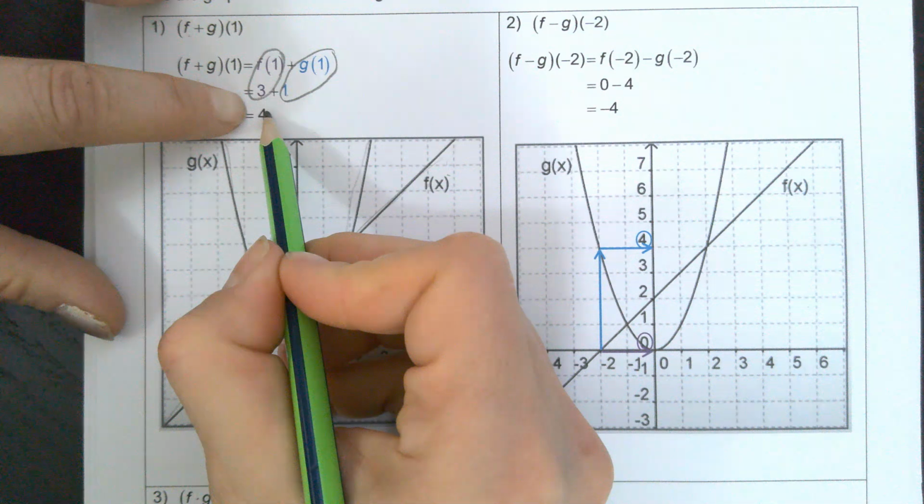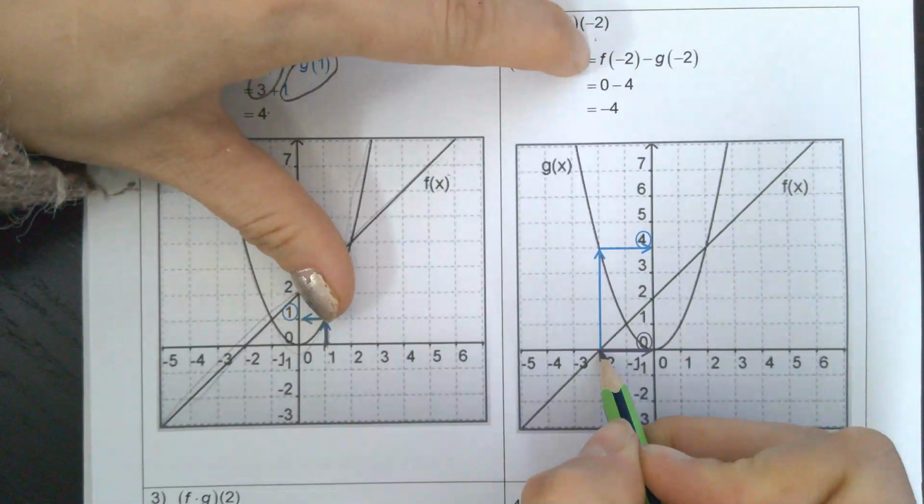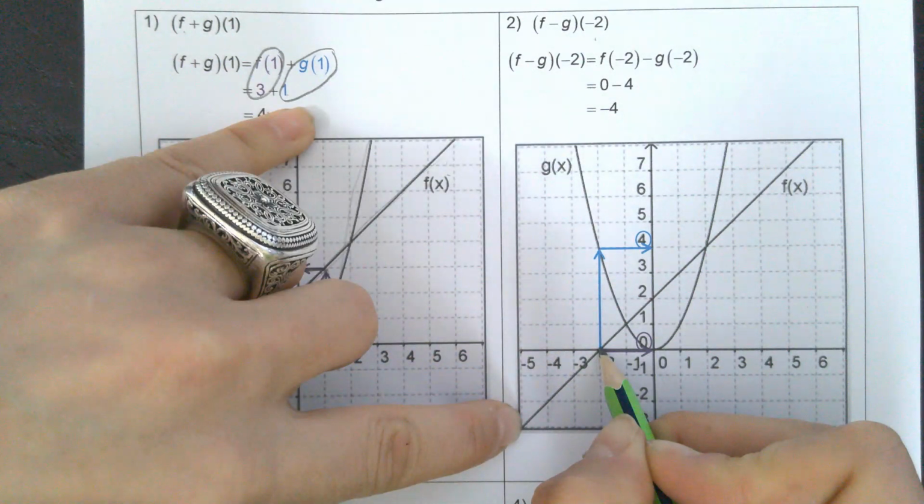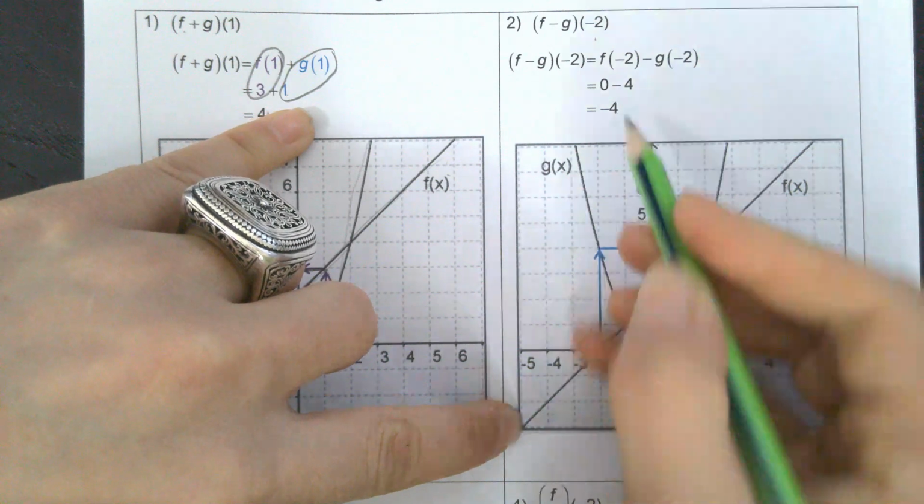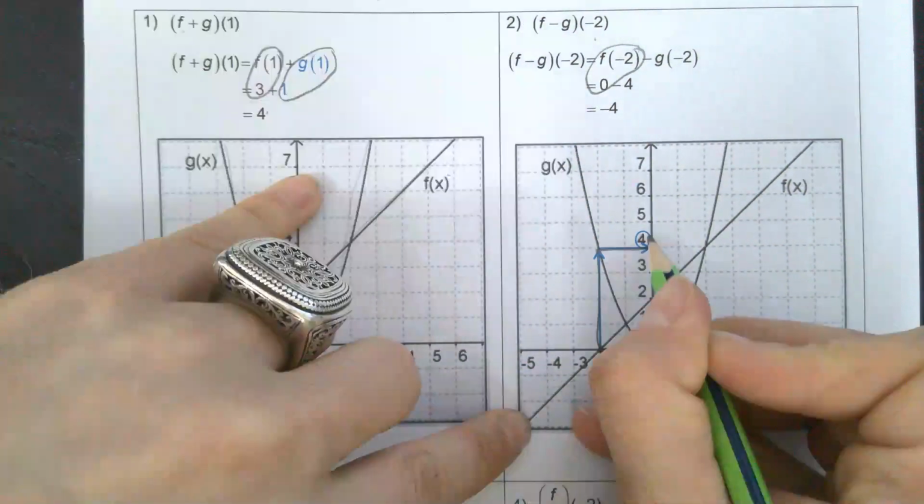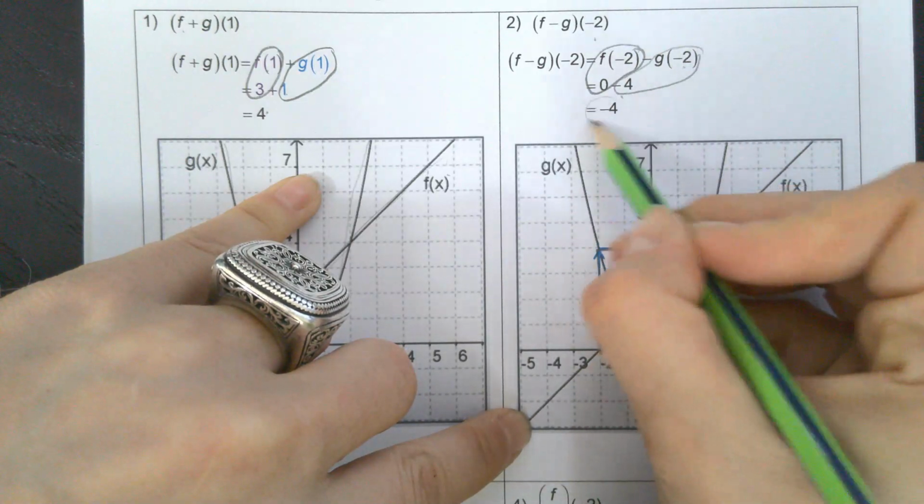Let's try negative 2. So I start at negative 2, and I go to f. f is the straight line. Oh, so if I go up to f, well, I just stay there, so that means 0. So f of negative 2 is 0. Now negative 2 going up to the parabola, it's 4. So at negative 2, g is 4, so the answer is 4.